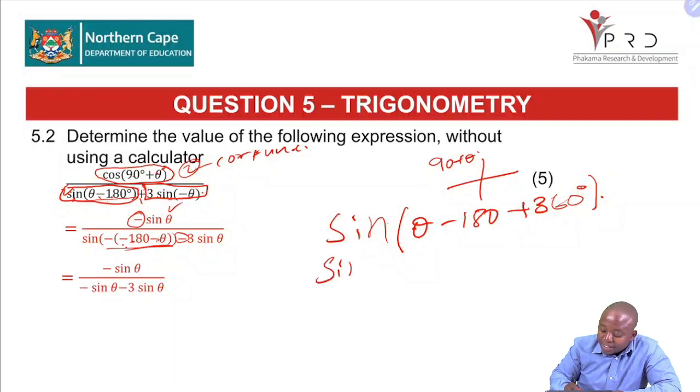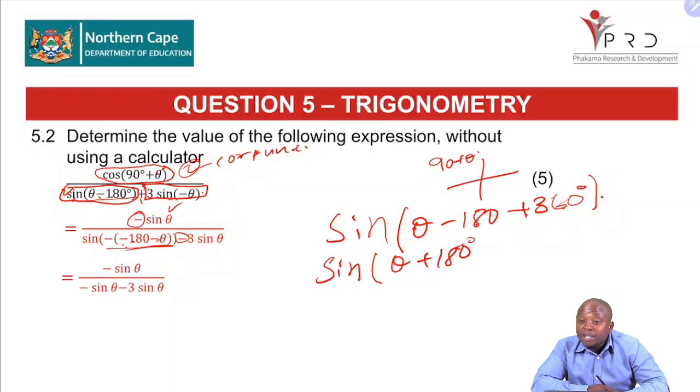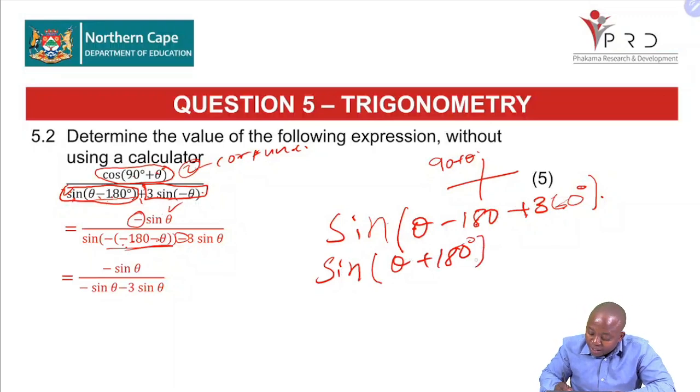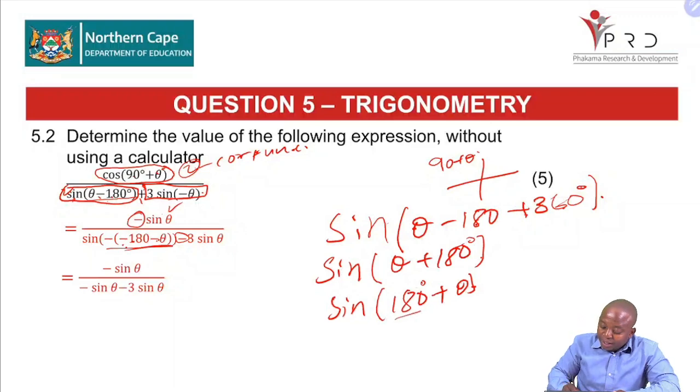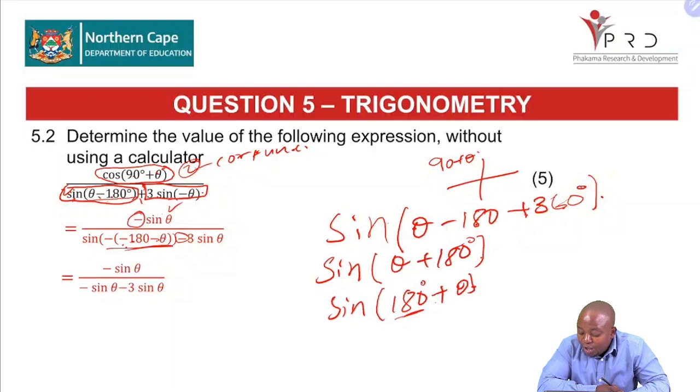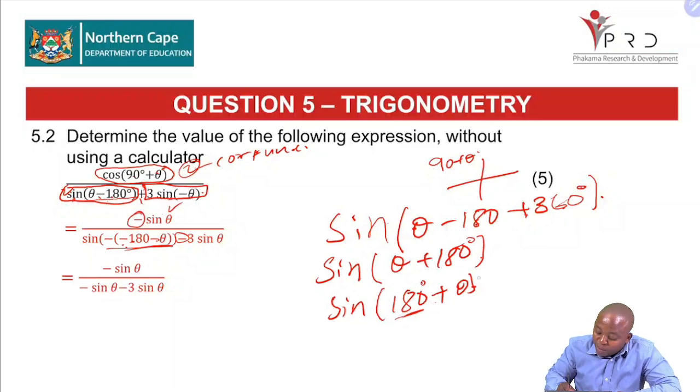So it's going to be sine of theta plus 180, because negative 180 plus 360 gives us positive 180. This is just sine of 180 plus theta. Then you're going to reduce using 180 plus theta. You see now it is in a standard form. So what do we do from here?